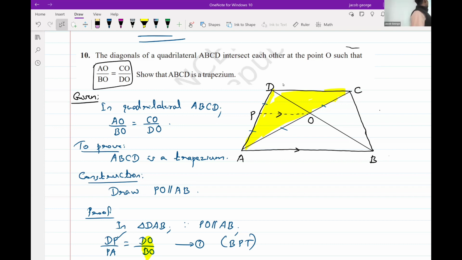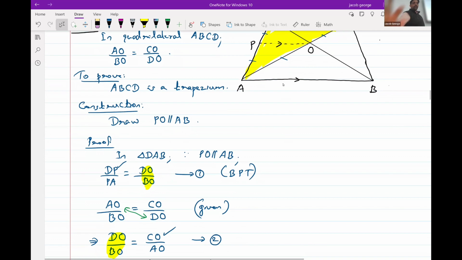So we just take the construction, draw PO parallel to only one side, because we don't know both the sides are parallel or not. PO parallel to what side? AB. PO parallel to AB. So then same as in the last one, we have to take this triangle DAB. In DAB, how will you apply BPT? DP by PA is equal to DO by OB. So that is done in the first one, equation number 1.